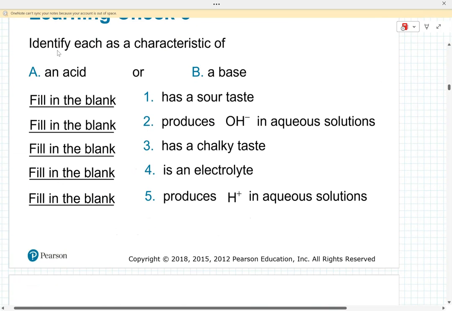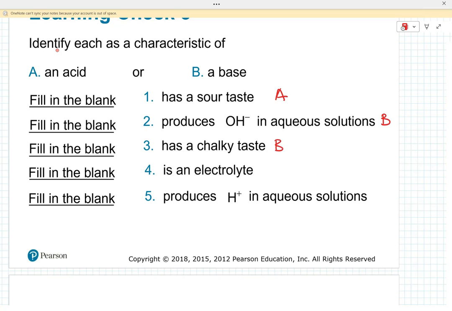So sour taste, acid or base? OH minus, chalky taste, electrolyte, both. They both are electrolytes. H plus in aqueous solutions. Perfect.